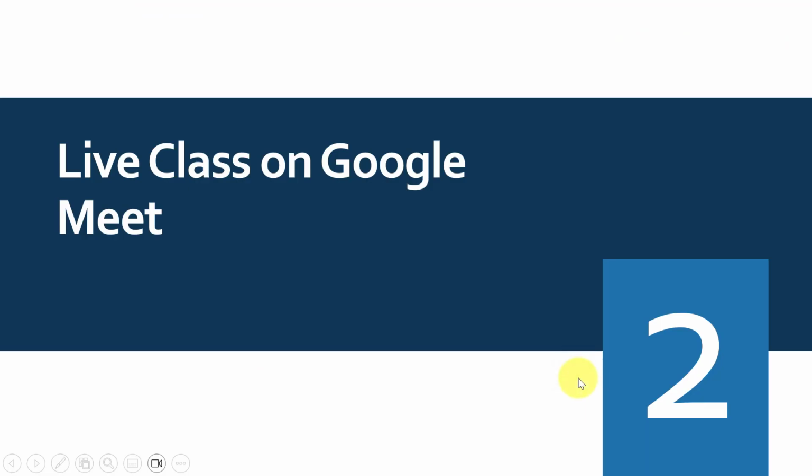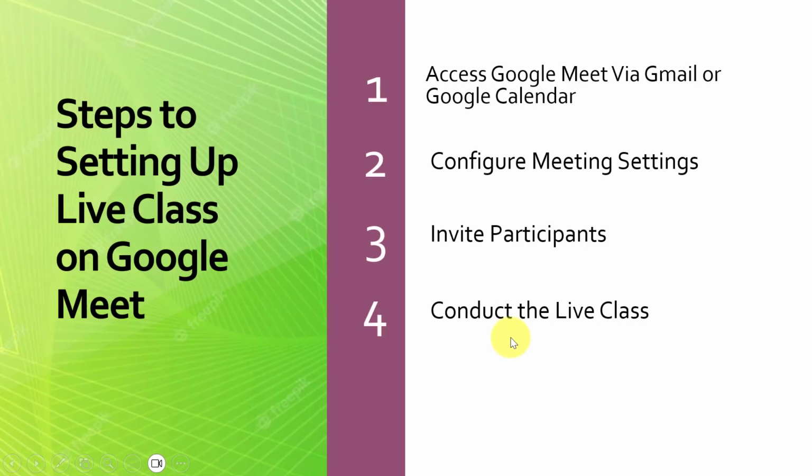Next, we'll look at how to set up a live class on Google Meet. Again, these are the steps for setting up the live class. They are simple and straightforward. The first is you access Google Meet via Gmail or even your Google Calendar. And then once you are there, you configure meeting settings, just like we did with Zoom. Then you invite your participants, that is the students, and then you are ready. You conduct the live class.